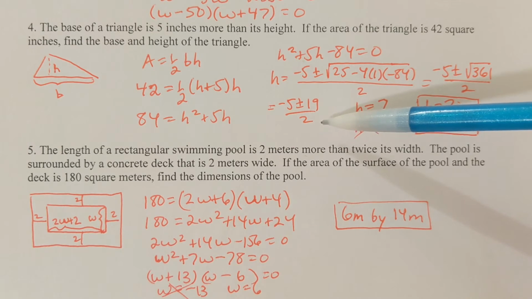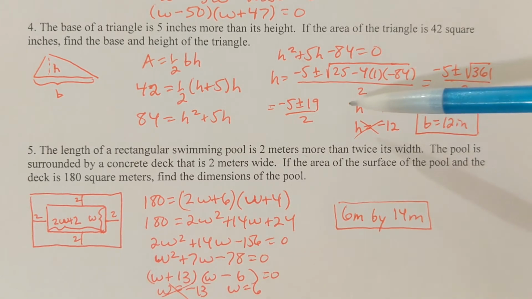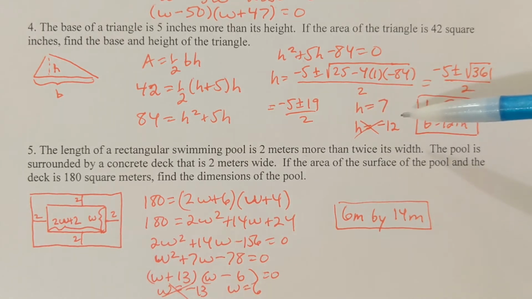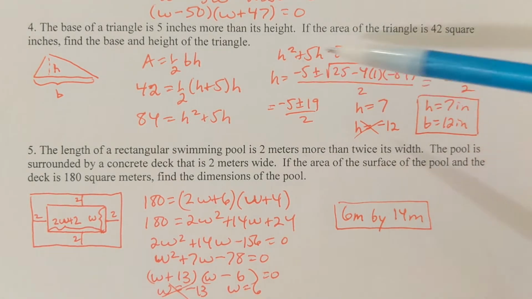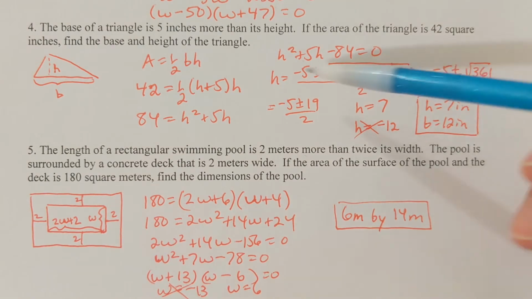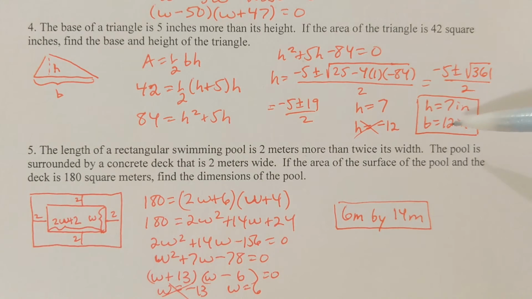Okay, negative 5 plus 19 gives me 14, divided by 2 is 7. And then negative 5 minus 19 divided by 2 is a negative number, negative 12. Of course, the height has to be positive. Okay, so positive 7 inches. And then the base is 5 inches more than that, so 12 inches.